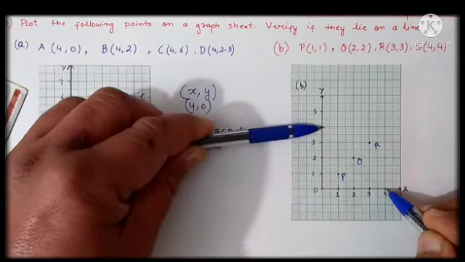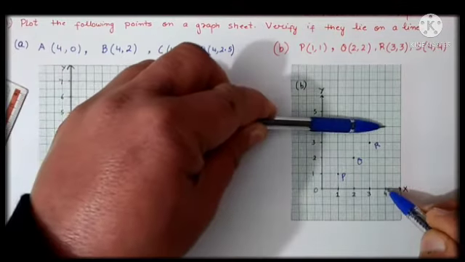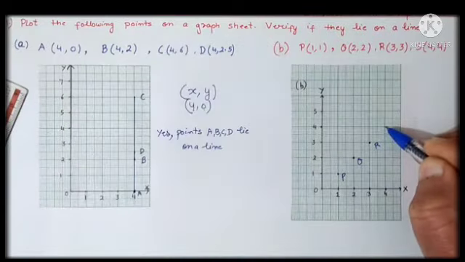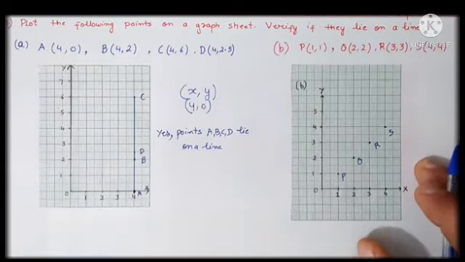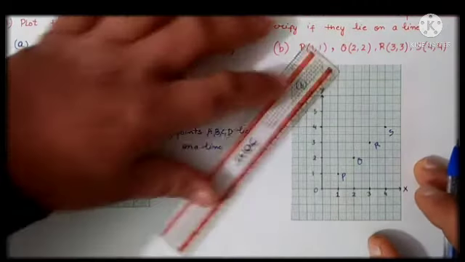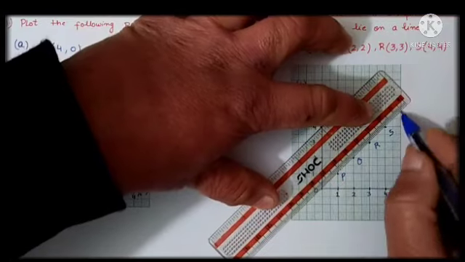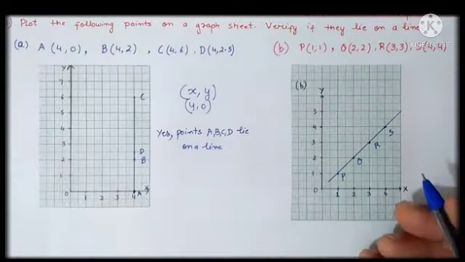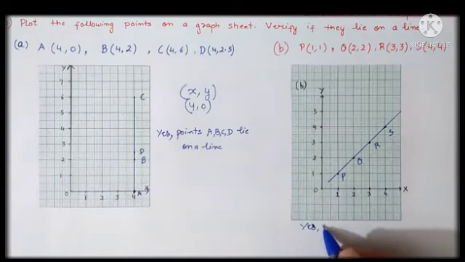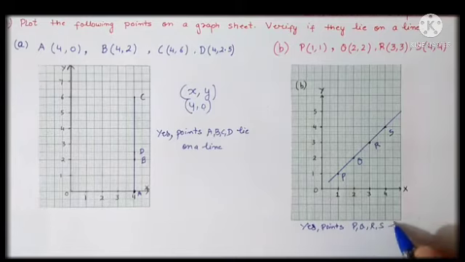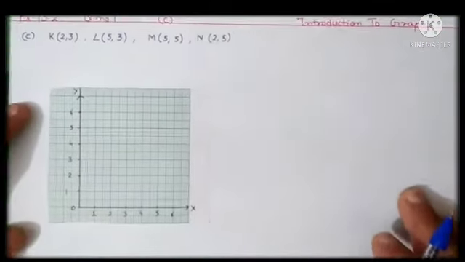After you are done with the plotting of all the 4 points, the next step is that you need to join all these points. And you will find that these points are equally inclined on both the axes and they lie on a line. So you can write yes, points P, Q, R, S lie on a line. Now let's move to part C.